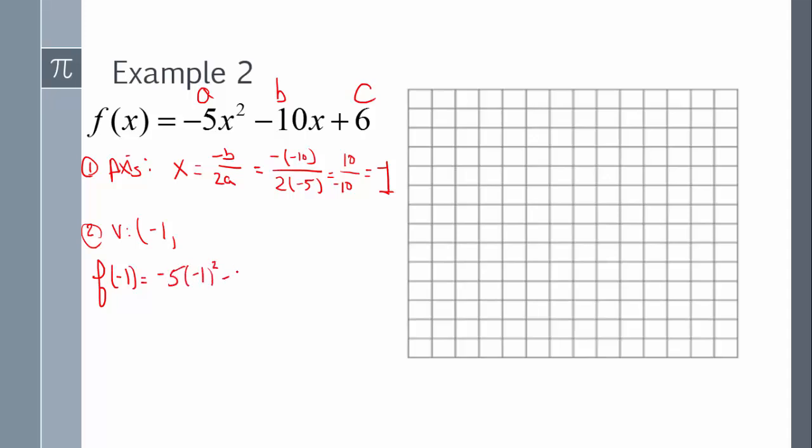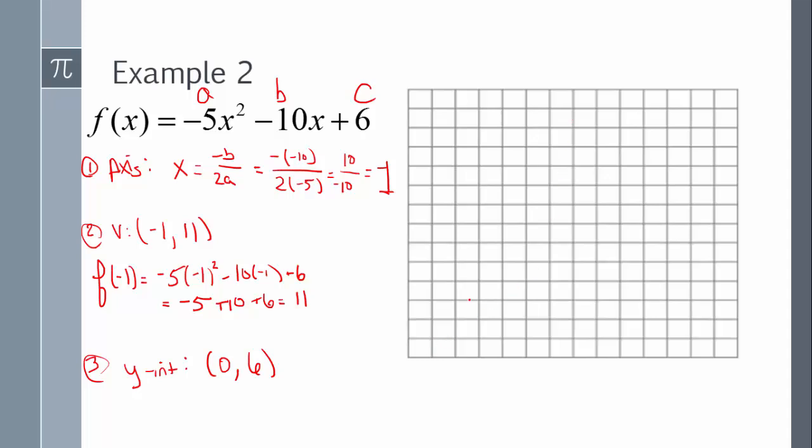So negative 5 times negative 1 squared minus 10 times negative 1 plus 6. Negative 1 squared is 1, times negative 5 is negative 5. Negative 10 times negative 1 is positive 10, plus 6. It's going to add to 11. So (negative 1, 11) is going to be my vertex. Finally, we get our y-intercept, and that's going to be at (0, 6), because it's (0, c). And then there we go.